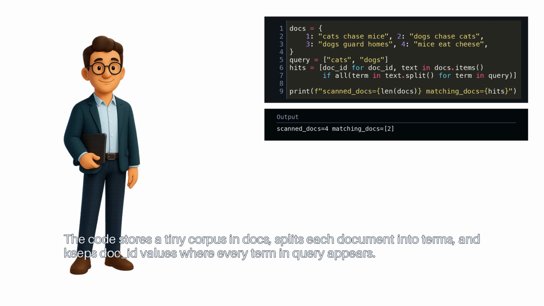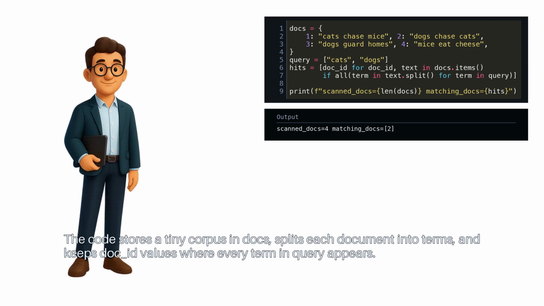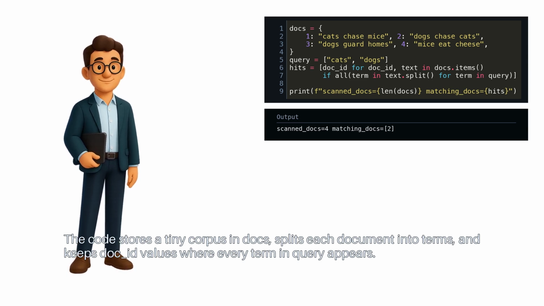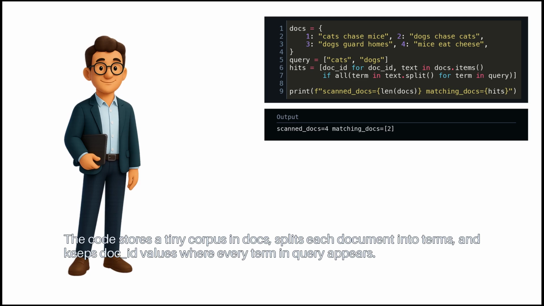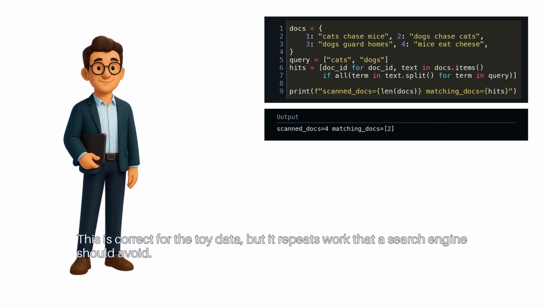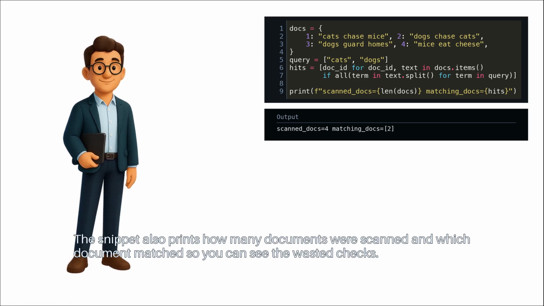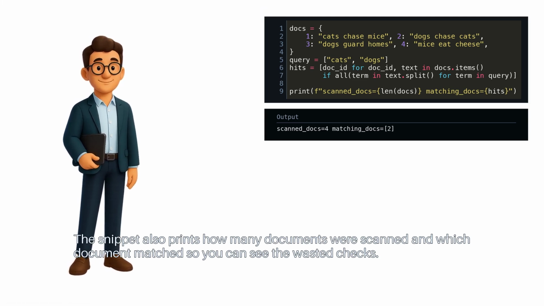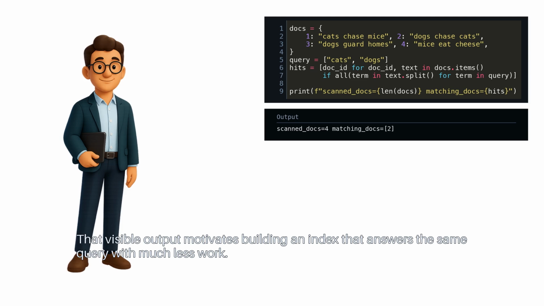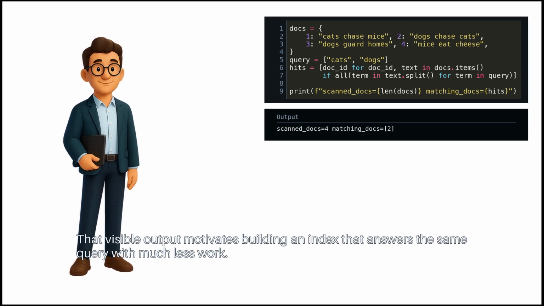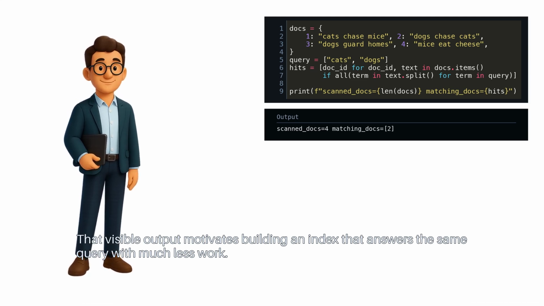The code stores a tiny corpus in docs, splits each document into terms, and keeps doc ID values where every term in query appears. This is correct for the toy data, but it repeats work that a search engine should avoid. The snippet also prints how many documents were scanned and which document matched, so you can see the wasted checks. That visible output motivates building an index that answers the same query with much less work.